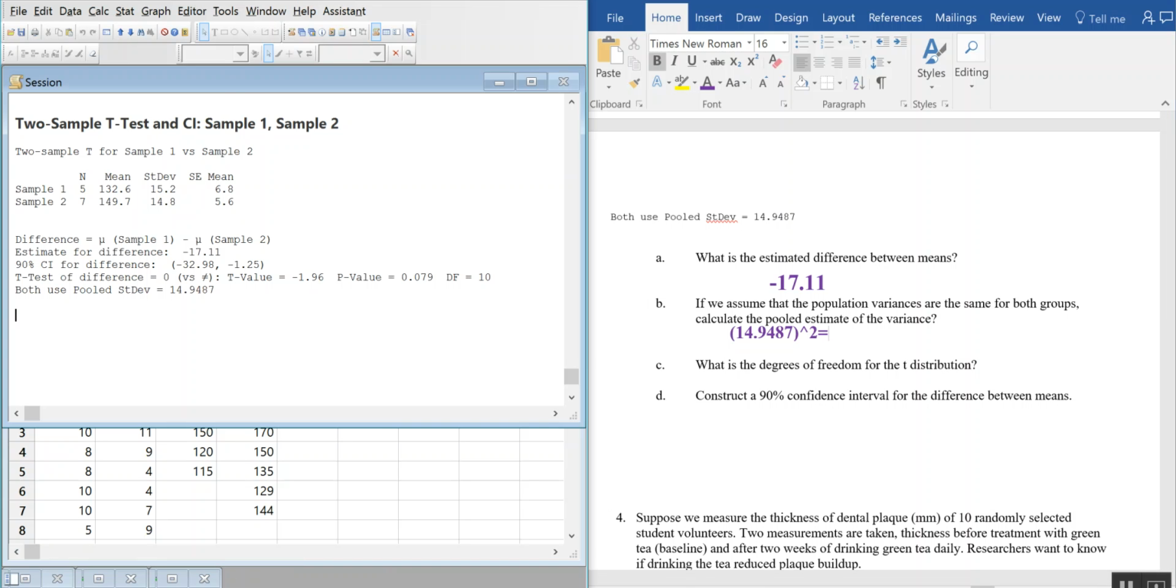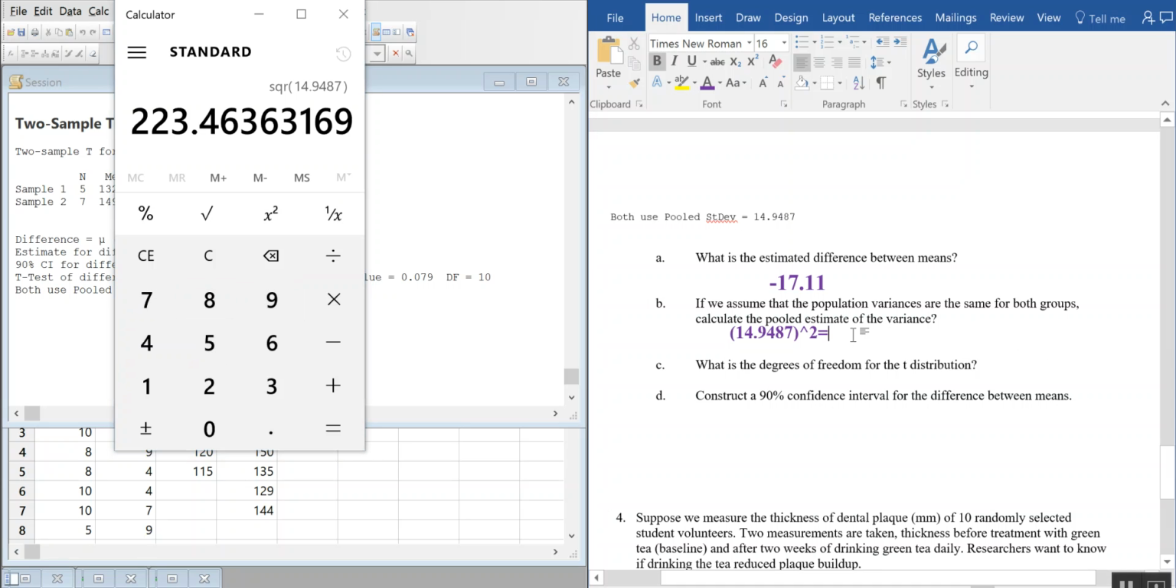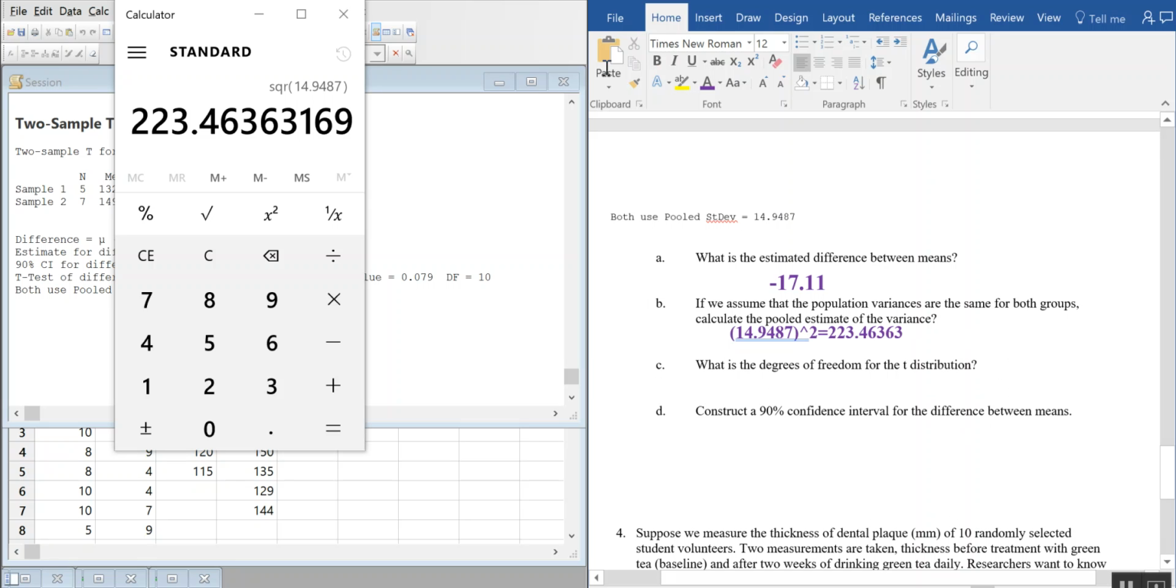I need the Windows calculator, so Tools, Microsoft Calculator. Mine looks a little different because I'm running Windows 10. 14.9487, and then I'm just going to square it. So 223.46363. If you believe in significant digits, I just made you angry. Sorry, can't help myself. I like to leave more spaces than I need to.